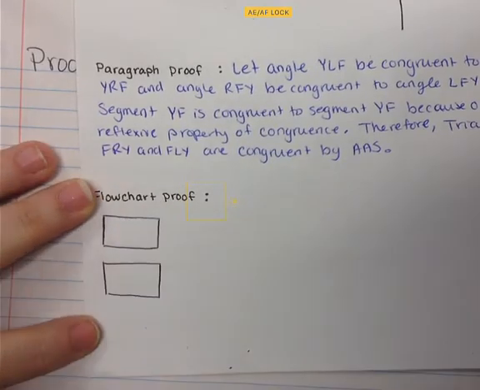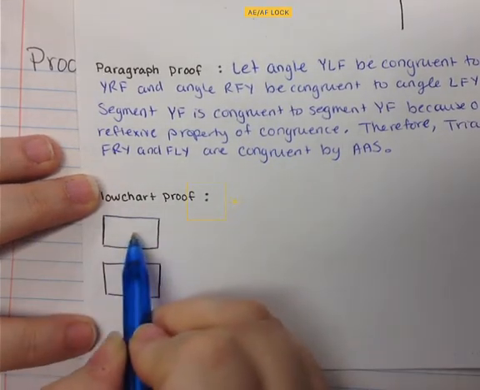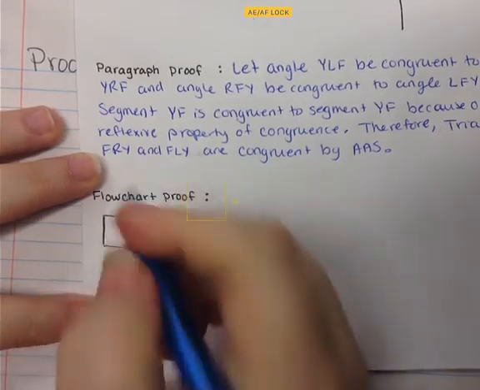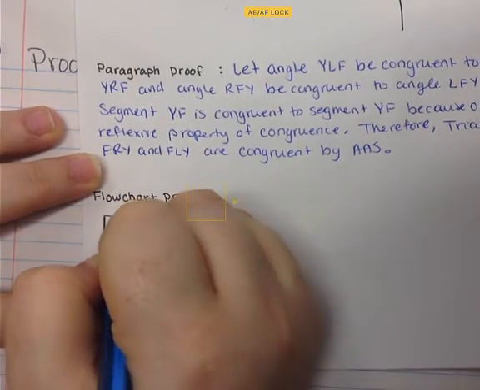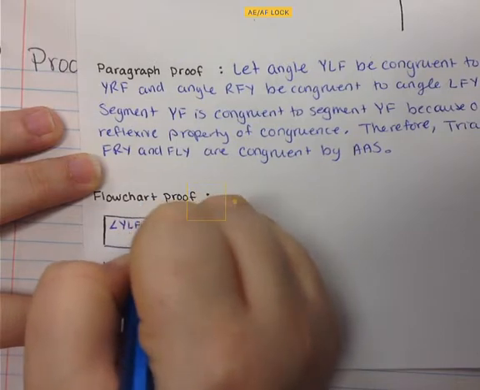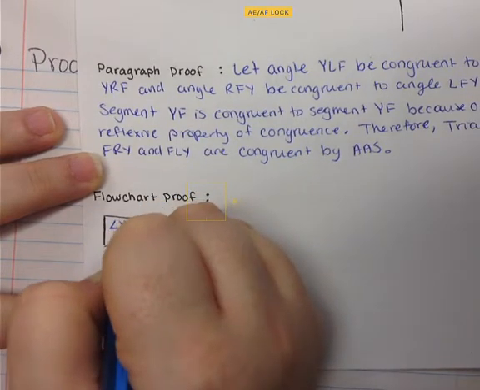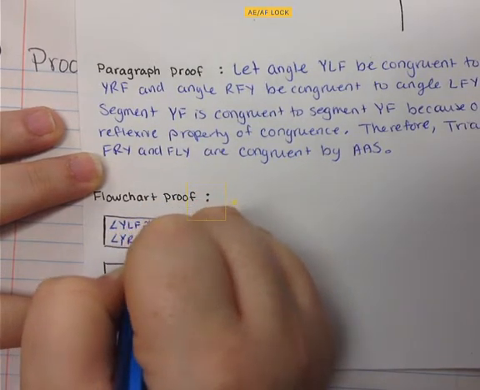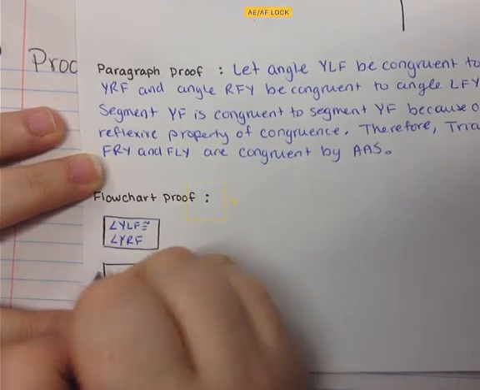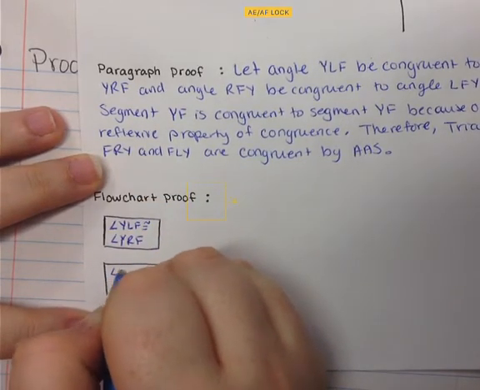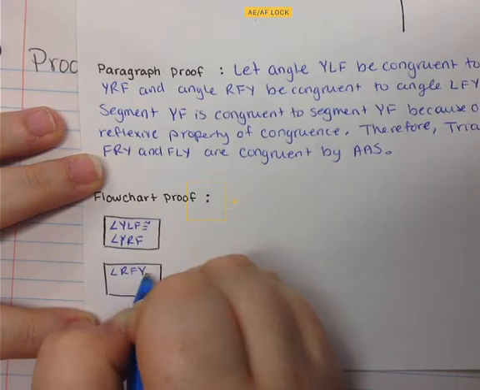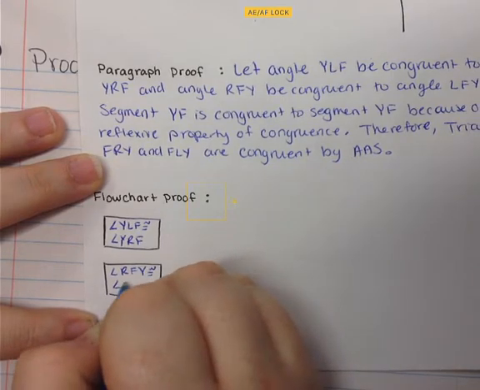So inside of these two boxes, I'm going to put the statements. The statements are in the boxes. So the first statement was angle YLF is congruent to angle YRF. And then the second statement was angle RFY is congruent to angle LFY.